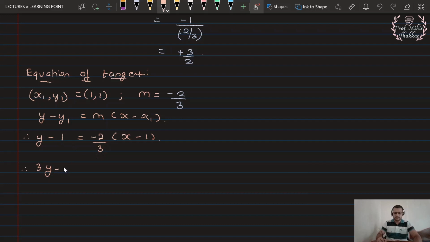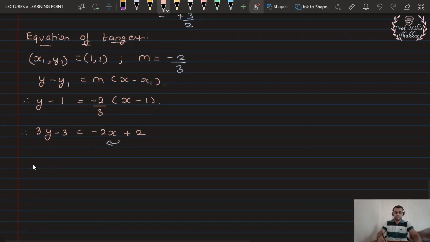Cross multiplying this, 3y minus 3, and multiplying minus 2x inside the bracket, minus 2x and plus 2. Now take these elements on the opposite side, so their signs will change. So you will get 2x positive, minus 3 minus 2, that becomes minus 5 is equal to 0.